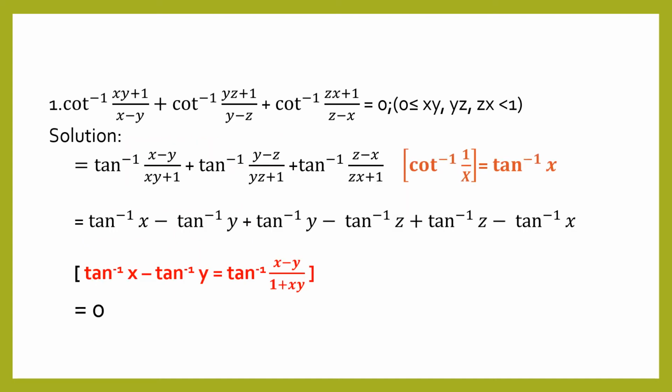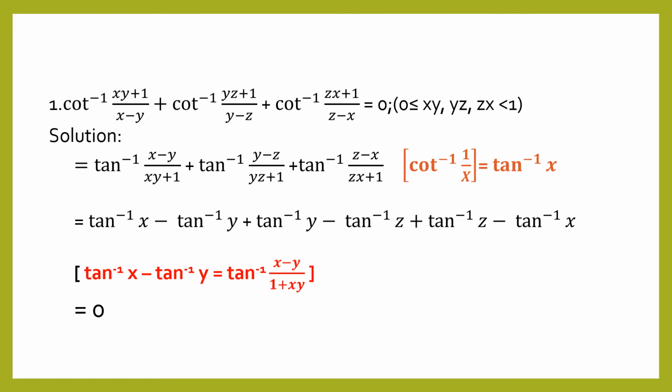The first question is cot inverse (xy plus 1) divided by (x minus y) plus cot inverse (yz plus 1) by (y minus z) plus cot inverse (zx plus 1) divided by (z minus x) equal to 0, and the condition given is 0 less than or equal to xy, yz and zx less than 1.